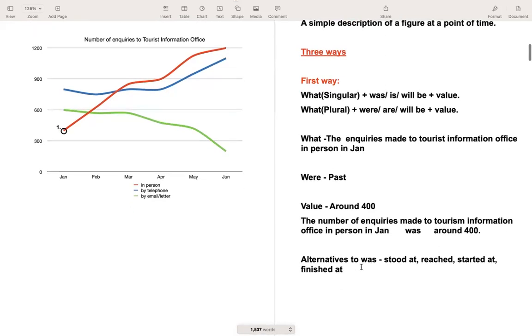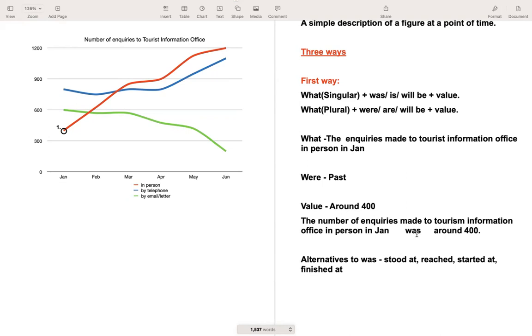And there are some alternatives to was that you can use. For example, you can use stood at, or you can use reached, but you cannot use reached for the first value, like January. You can use it for any other month. Then you can use started at, which obviously you can use only for January. And you can also use finished at, but again, only for the last month, that is June. So there are some alternatives to was.